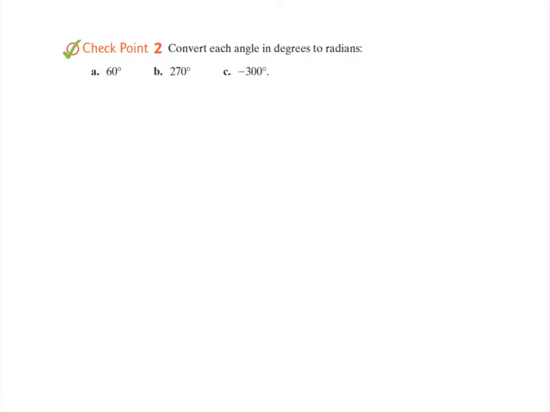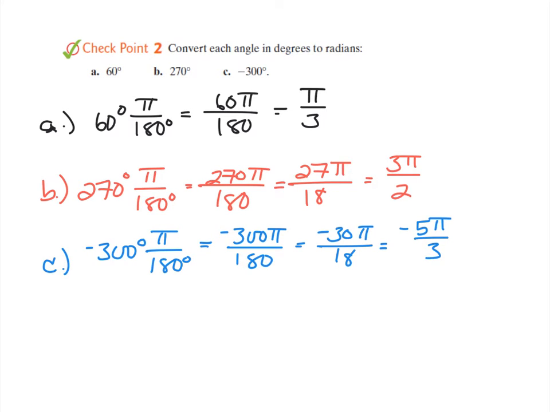So on this next page, I'd like you to pause the video, try doing these conversions out, and then when you unpause it, you'll see all the solutions at one time. Okay, so did you get them right? So for part A, it's 60, and then that is going to be equivalent to pi thirds. For part B, 270 degrees is equivalent to 3 pi halves, and negative 300 degrees is equivalent to negative 5 pi thirds.